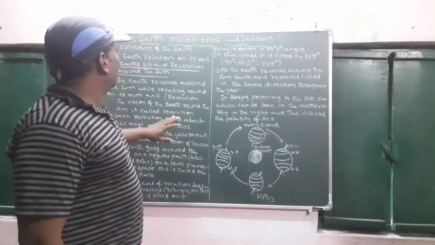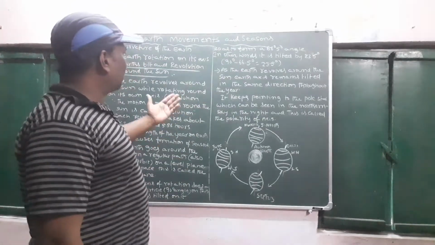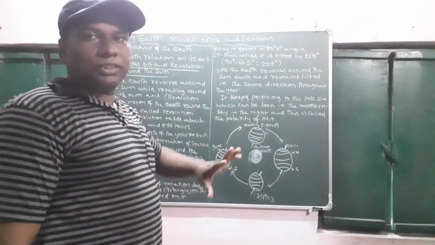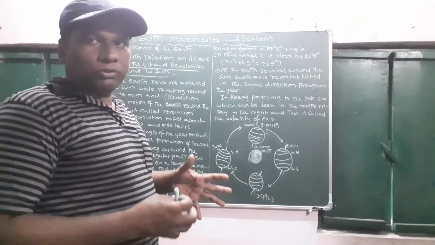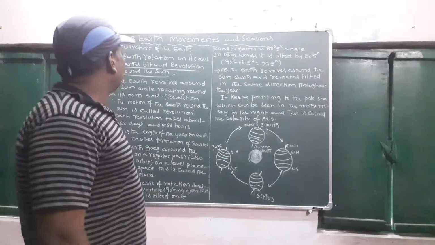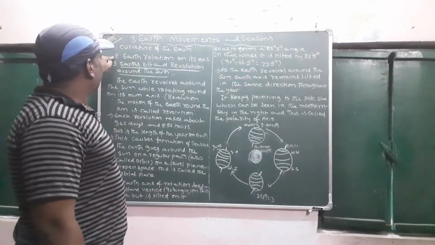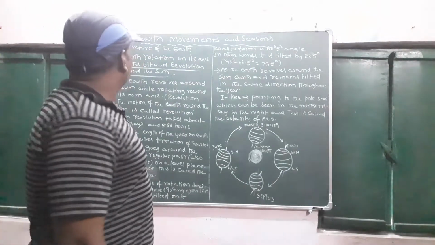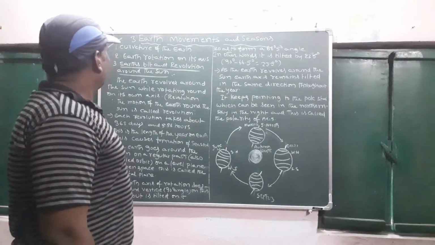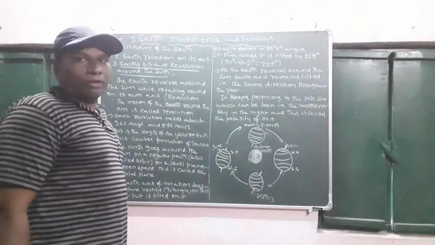We have been discussing chapter 3, Earth Movements and Seasons. Already half of the lesson we completed. Then we are discussing how seasons are forming due to some critical elements. What are the critical elements included? Already I explained two: curvature of the earth and earth rotation on its axis. These two we completed. Now we are going to discuss earth tilt and revolution around the sun.